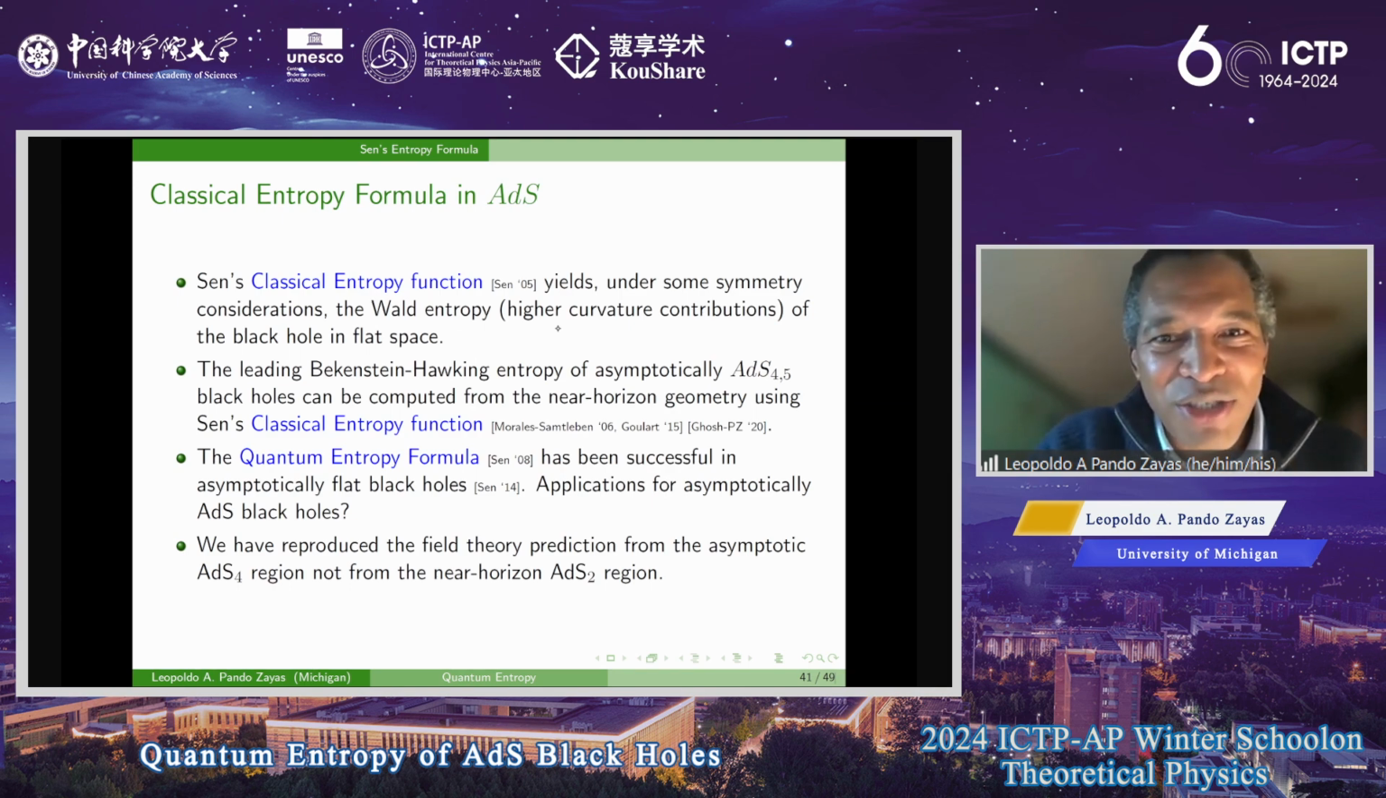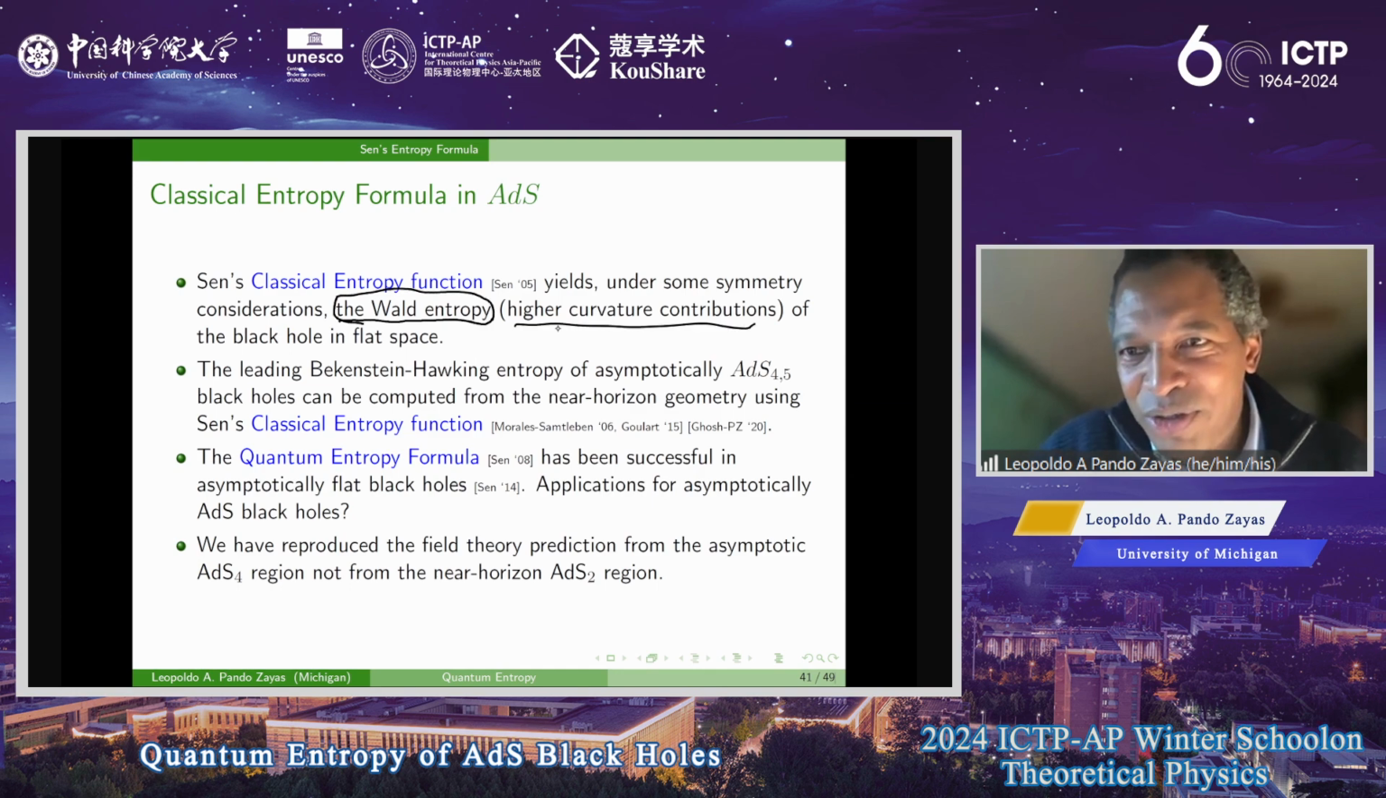I told you that there's some contribution to the entropy that is packed in the wall entropy. These are the higher curvature contributions. And for them, there's this classical entropy formula. There's a way to reproduce the full contribution for higher curvature corrections, that is Sen's classical entropy formula.